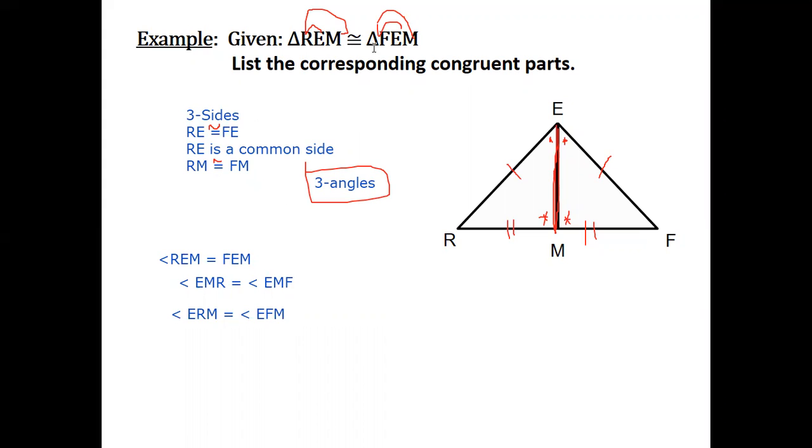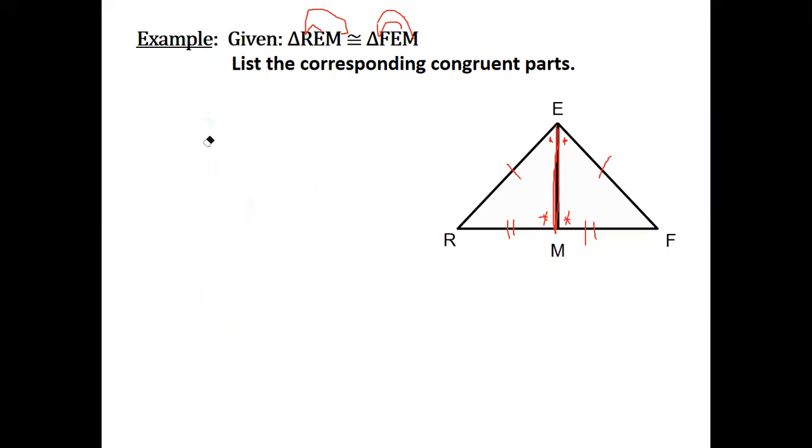two triangles that are congruent. So once we have two congruent triangles and we want to describe the corresponding parts, we have to talk about three sides and three angles, because we said already that they are congruent. Let's move to another question.